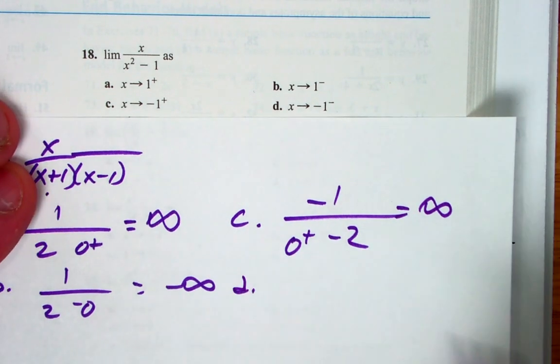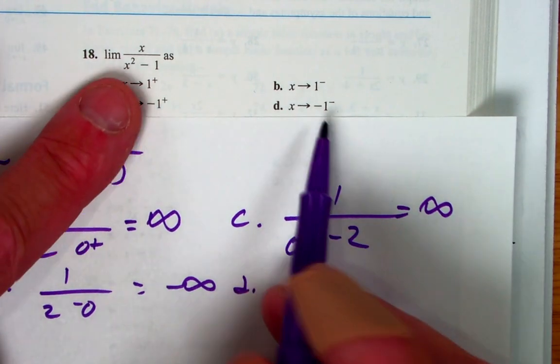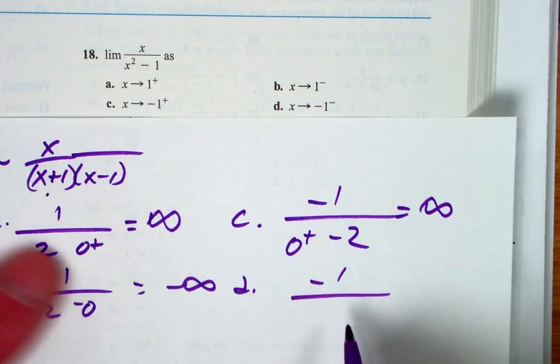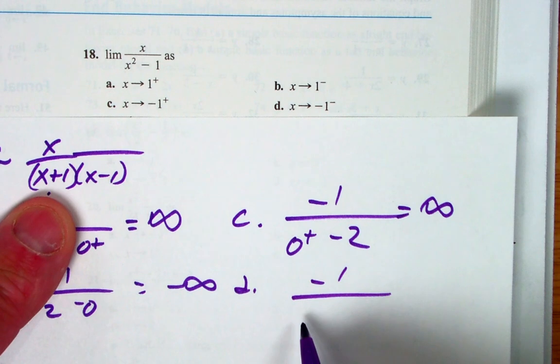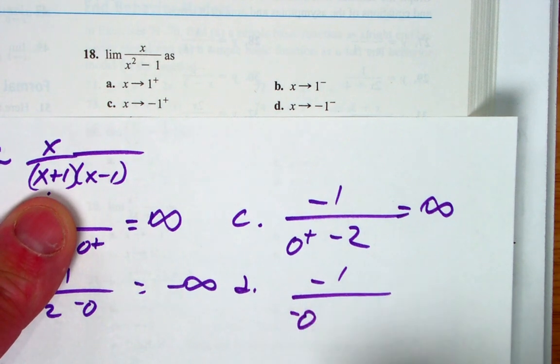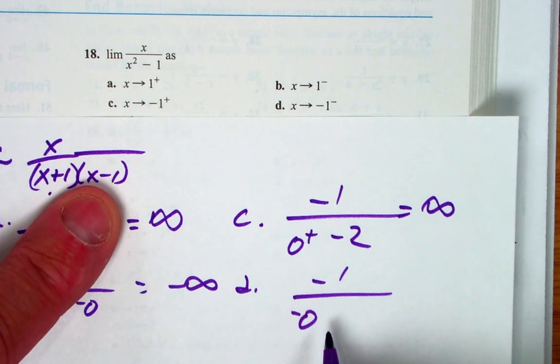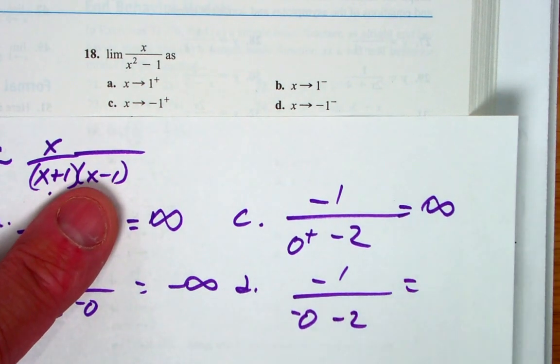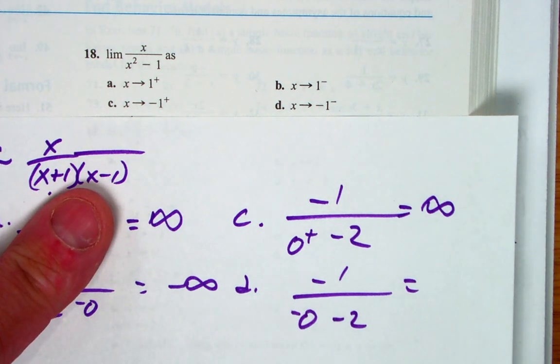D. Okay, negative 1 from the left. Top. Negative 1. This part here, 0 from the left. It's negative. Okay? And then this part here, negative 2. So I got a negative divided by a negative times a negative, and that total gives me a negative. So it's negative infinity.